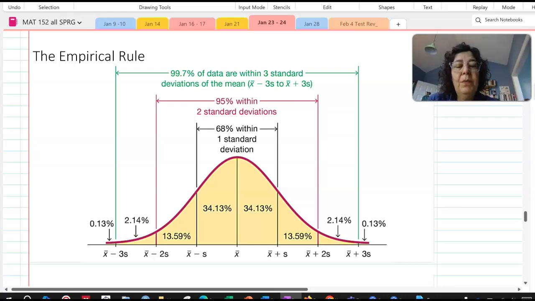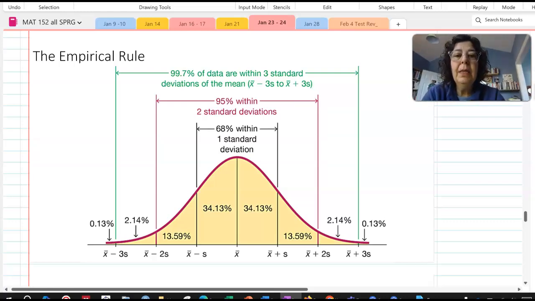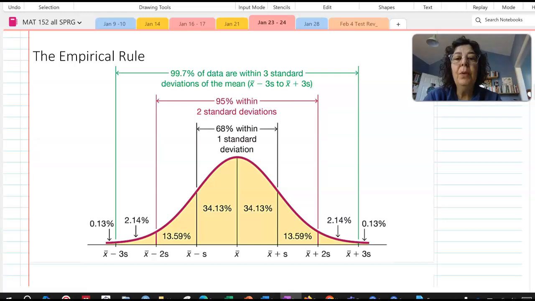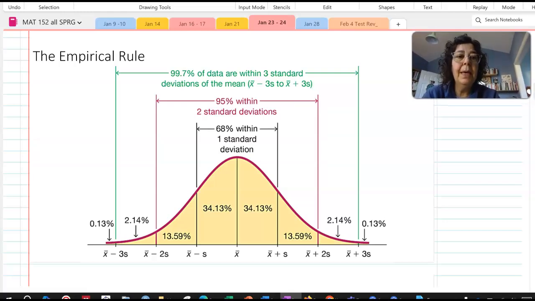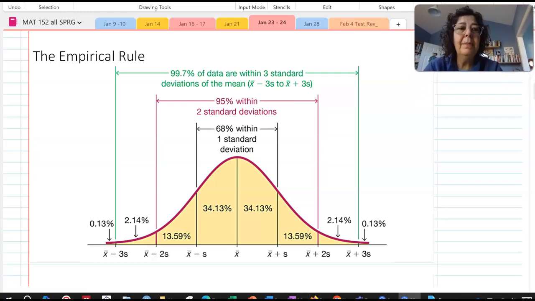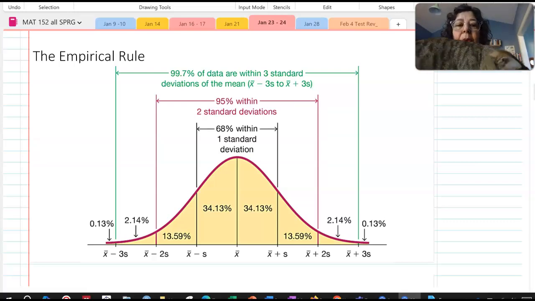it's about measures of position, and we can implement this rule if we do have a bell-shaped symmetric distribution. So again, empirical rule is something that we can implement for measures of position if we do have a bell-shaped symmetric distribution.